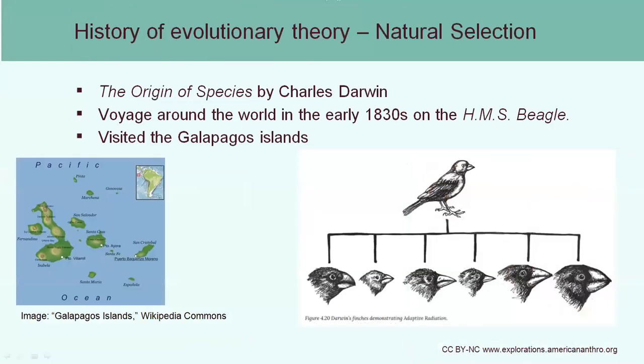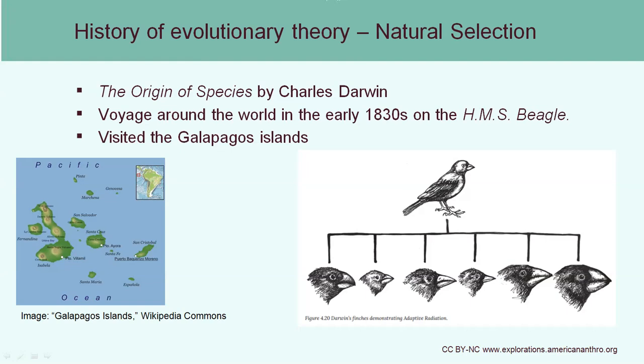So a little bit about Charles Darwin and natural selection. Charles Darwin came up with this theory during his journey around the world. He took this voyage around the world in the 1830s, and he was able to see lots of really interesting things. He traveled to South America and he saw fossils, he saw living animals there, and he visited a very special place called the Galapagos Islands.